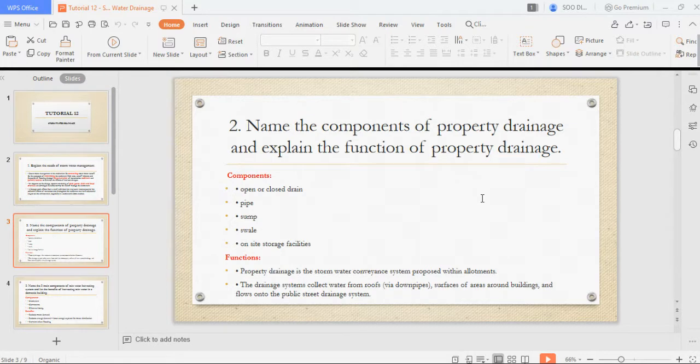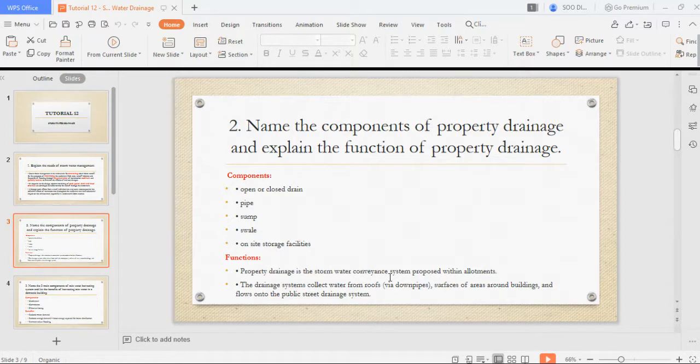Okay, for question number 2, it is to name the concept of property drainage and explain the function of property drainage. There are 5 to 6 components of it here. One of them is open or closed drain, and then you have a pipe, and then a sump, and then a swale, and then an on-site storage facility. These are the few components of the property drainage that you can find. You can find out what each of these components represents.